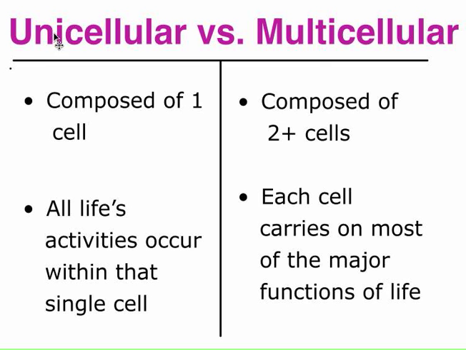So unicellular, uni being the prefix that means one, multicellular, multi meaning many. Yep, you guessed it. Unicellular organisms are only composed of one cell, and multicellular organisms are composed of two or more. Okay, so that is the difference between multicellular and unicellular. Bacteria would be unicellular. We would be multicellular because bacteria obviously are just a single-celled organism, and we have trillions of cells, so we are multicellular organisms.